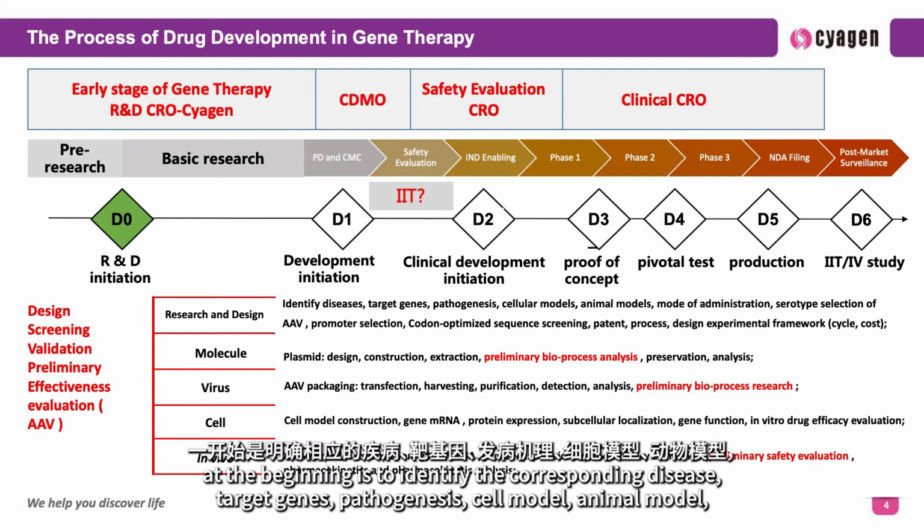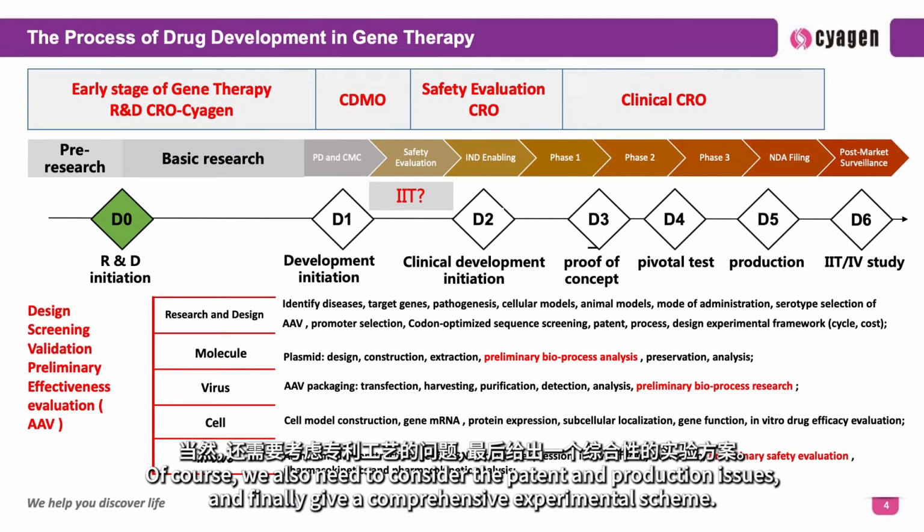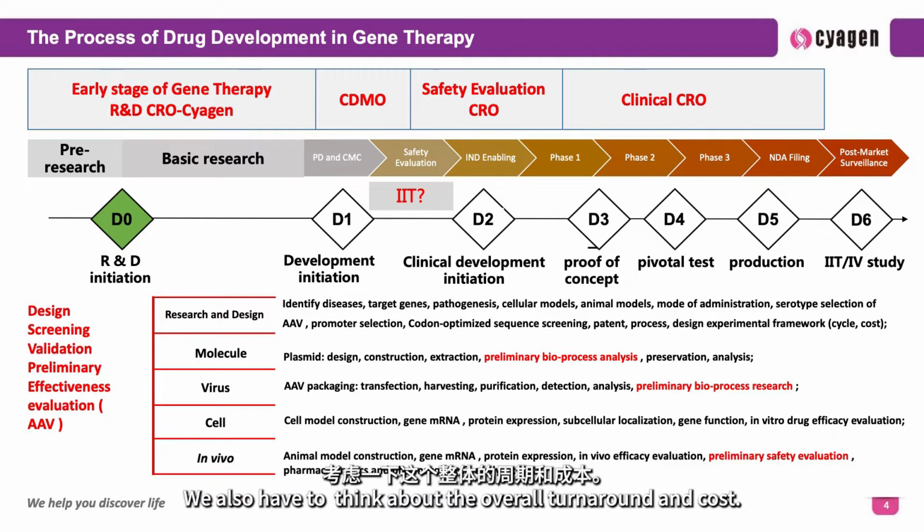At the beginning is to identify the corresponding disease, target genes, pathogenesis, cell model, animal model, as well as administration method, AAV serotype selection, promoter selection, and codon optimization sequence screening. Of course, we also need to consider the patent and production issues, and finally give a comprehensive experimental scheme. We also have to think about the overall turnaround and cost.